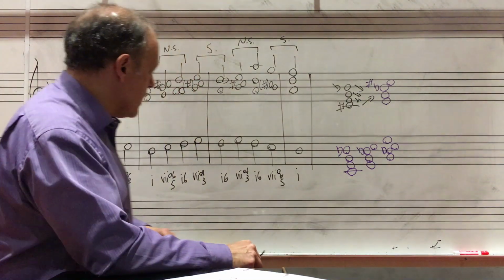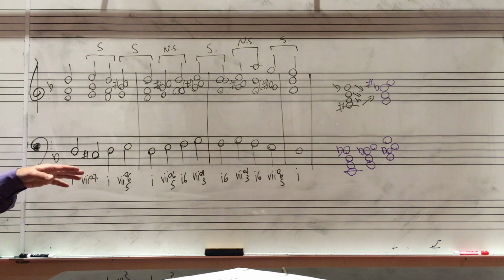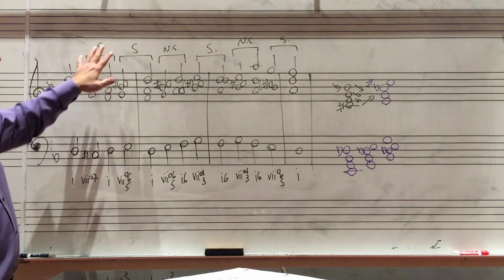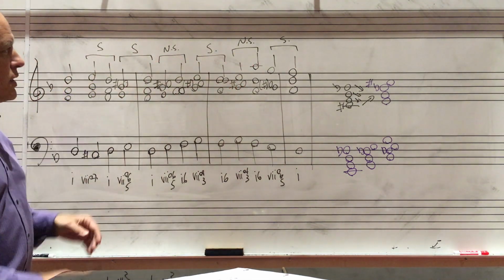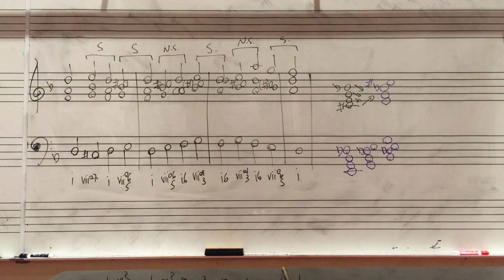Now, the example that we have that's making use of diminished sevenths in inversions, for the most part, sticks with standard resolutions, which you can see there. I'll play the whole passage for you so that you can hear it.